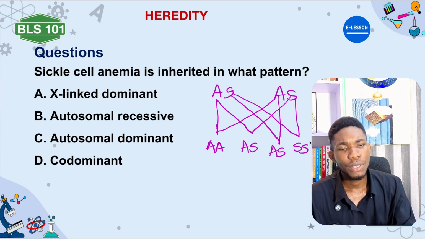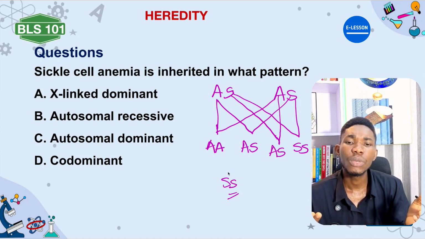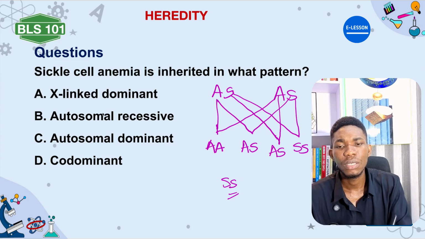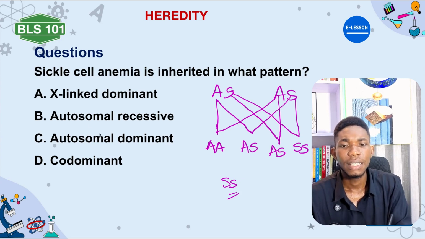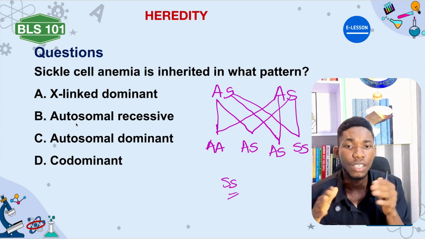Now, when do we say the person has sickle cell anemia? It's when you have two S. Is it in the X chromosome? Is it in the sex chromosome? No. So it is not sex-linked. It has to be autosomal. It has to do with the other genes in the body.